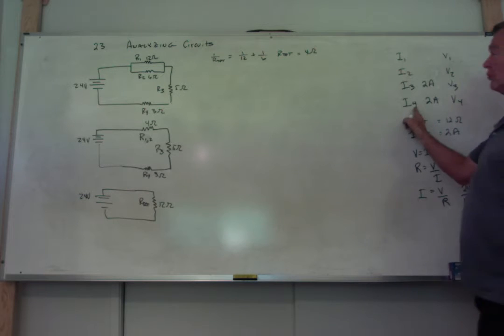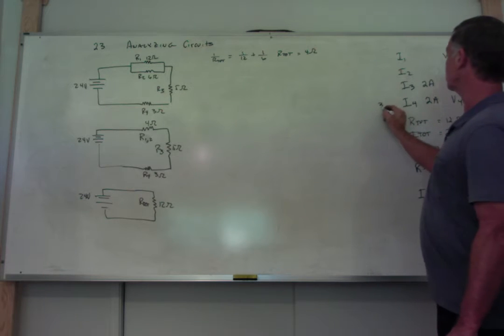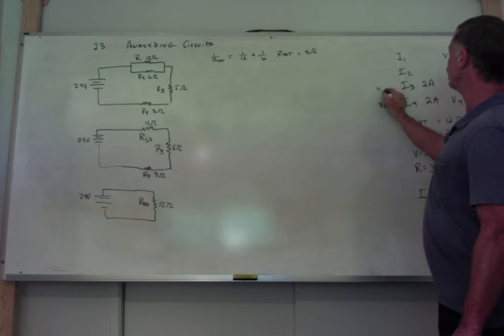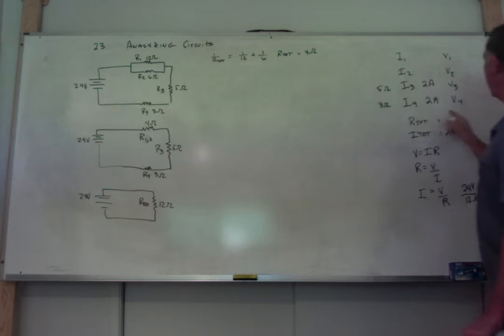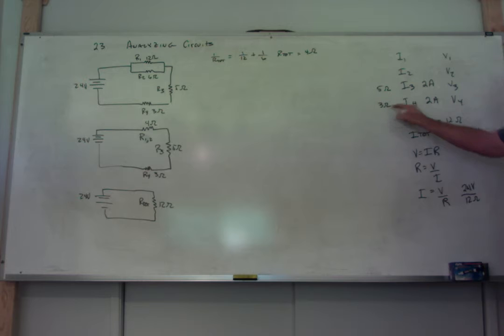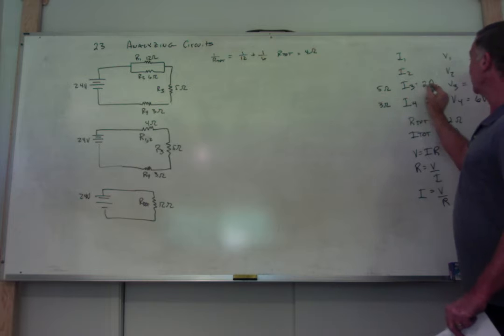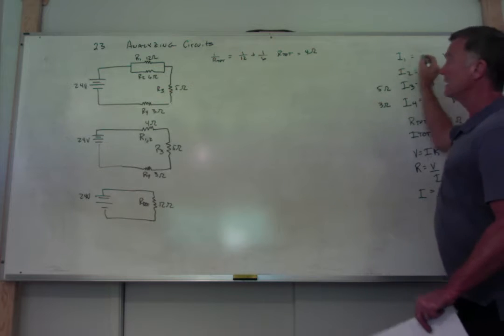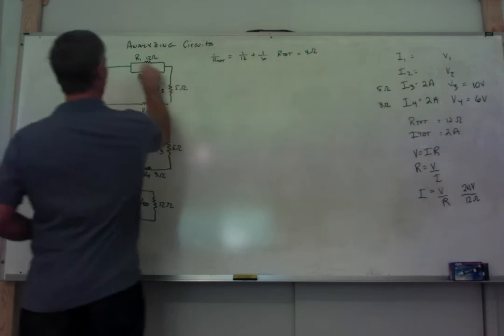Remember that R4 here was 3 ohms, and this was 5 ohms. And 2 times 3 would be 6 volts. In other words, voltage is current times resistance. 3 ohms times 2 amps gives me 6 volts. 5 ohms times 2 amps, this would be 10 volts. And what is happening is, as the electricity flows, it has a voltage drop.